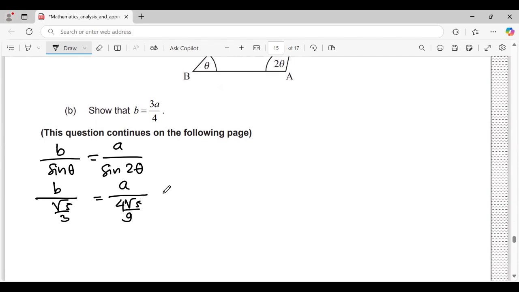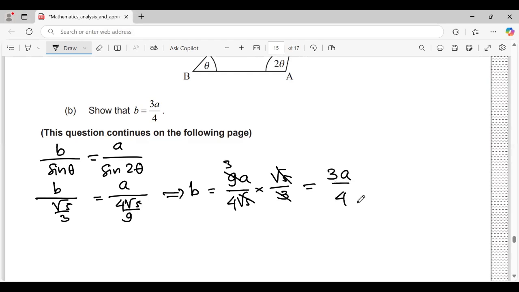So you can determine B. B equals 9A over 4 square root 5, multiplied by square root 5 over 3. The square roots cancel and the division becomes 3 over 4. So the result is 3A over 4. Proved.